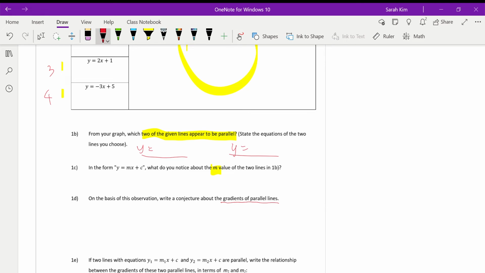So I'll leave that up to you. It's meant to be challenging. It's not meant to be easy, so have a think about it. These questions will help you answer question D.